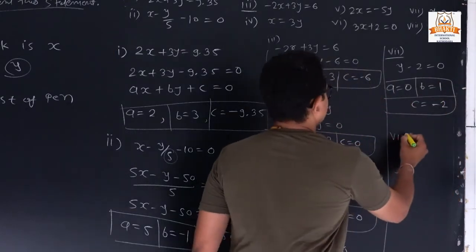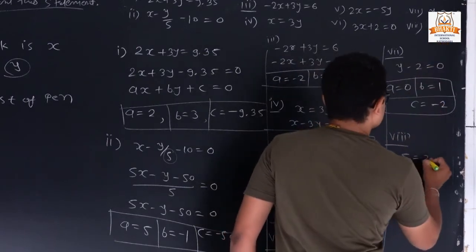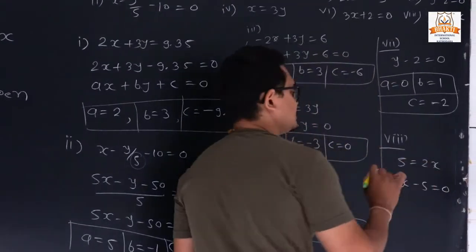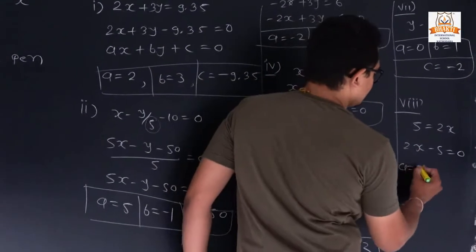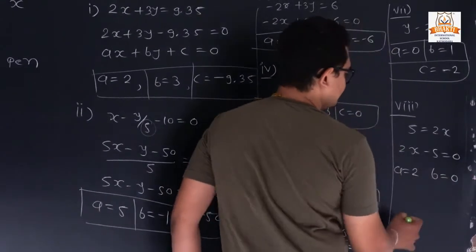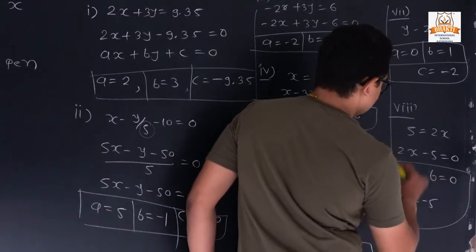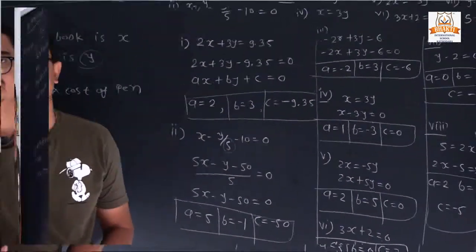Now last, 8. Question number 8: 5 is equal to 2x. So we can also write it like that. This term is going to the second side, so it becomes minus. Now what is the value of a? 2, b is 0 because it is a missing term, and c is equal to minus 5. So these are the answers of all of our question number 2.